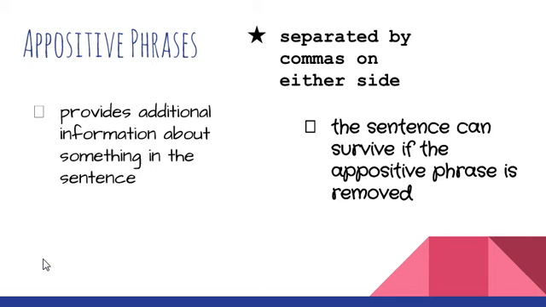So if I said something like, Miss Gillen, my best buddy, loves jazzercise. If I took out my best buddy and I just kept the rest of the sentence, it would say, Miss Gillen loves jazzercise. And that's still a complete sentence. So that extra information, my best buddy, is just that. It's extra information. So it's an appositive. If I can separate it out with commas and I can take it out and the sentence remains, that means it's an appositive phrase.